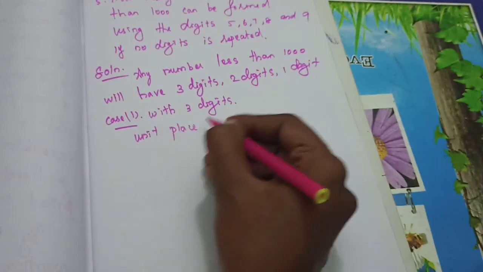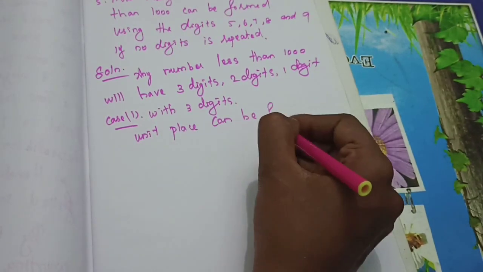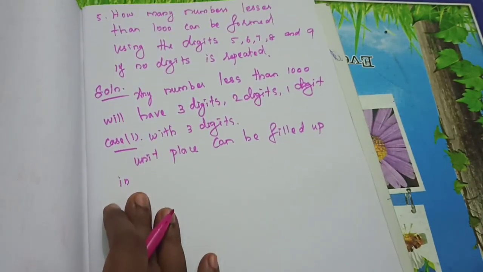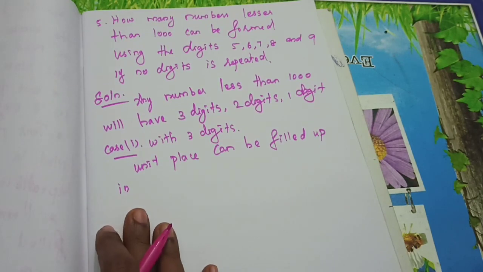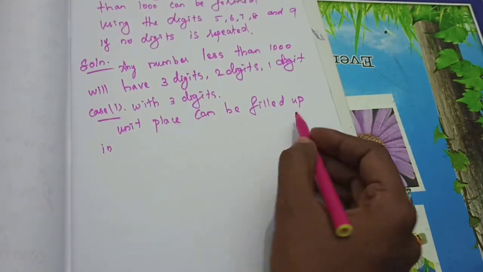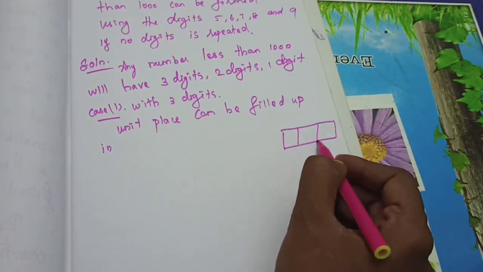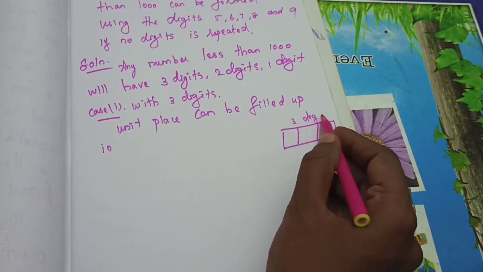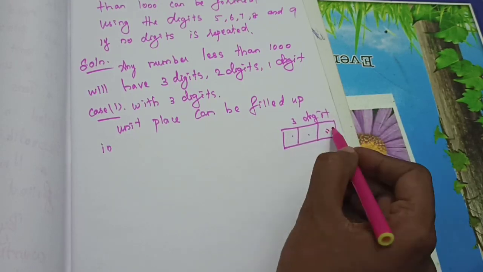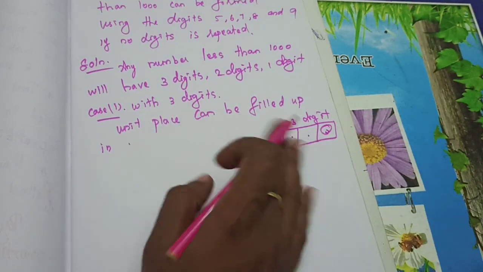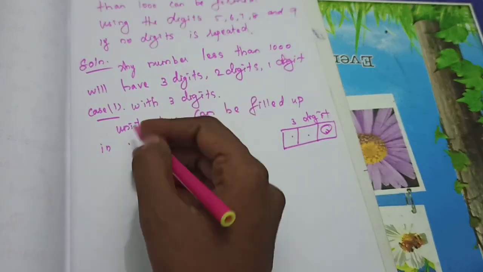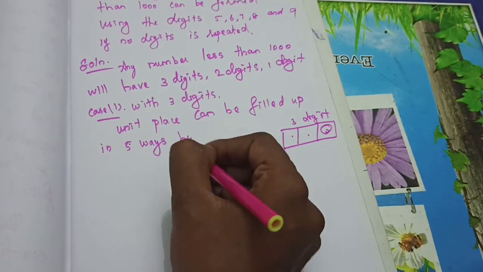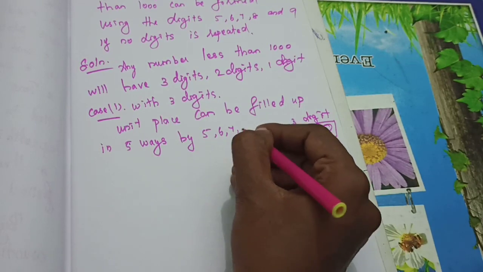So unit place can be filled up in how many ways? See the question. 5, 6, 7, 8, 9 they said, is it right? So if you have a doubt you can put it using a box. So here it's a unit digit, unit place, is it right? So 3 digit number means 3 digits must be there. Unit place now I am going to fill. So when I am filling the unit place, I will use the 5 numbers, is it right? So filled up in 5 ways. What are the numbers we will use here? 5, 6, 7, 8, 9.